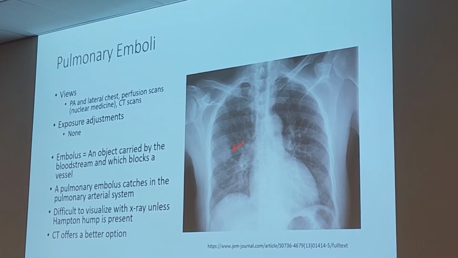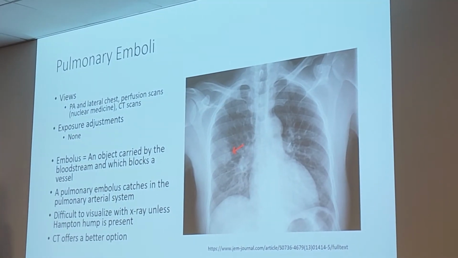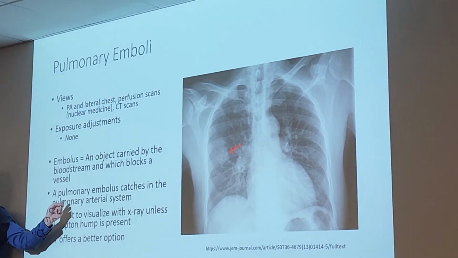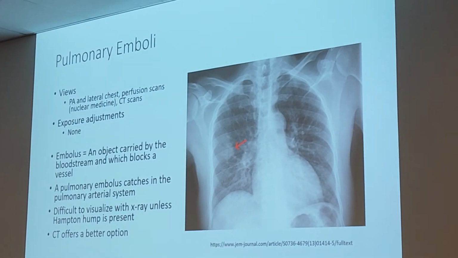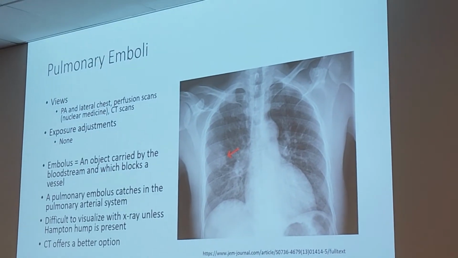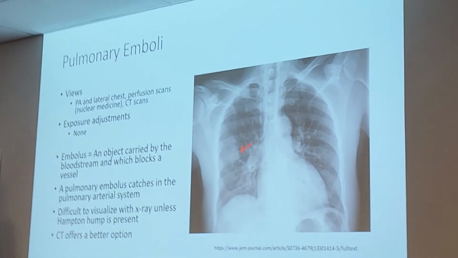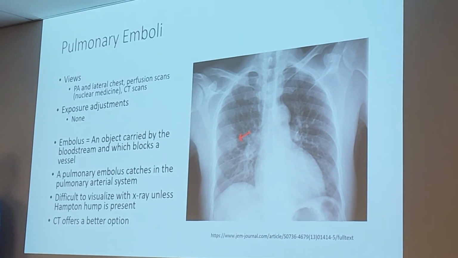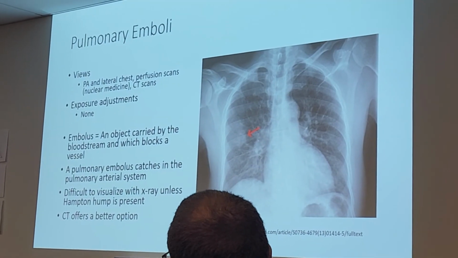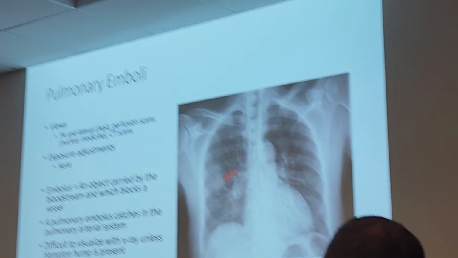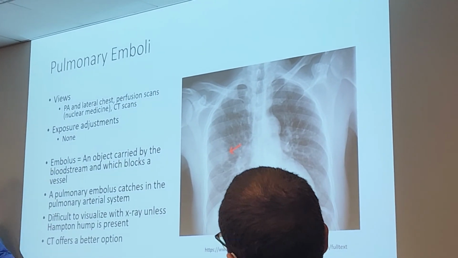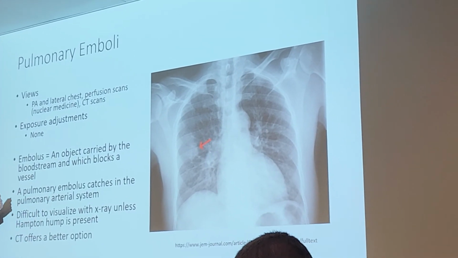So the question was, we say it catches in the pulmonary arterial system. Is this occurring before blood reaches the lungs or after the blood leaves the lungs? The real question is, what is the definition of an artery? Blood carries away. Away from what? The heart. That is the key. Arteries go away from the heart.